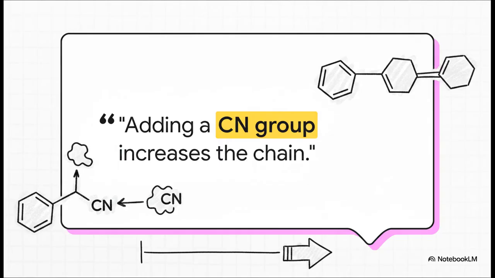And I just love this. The source material gives us this fantastic little short trick to remember. In the original Bengali, it says "CN add kodale chain bade," which beautifully translates to adding a CN group increases the chain. How great is that? It's a super simple, memorable rule that directly connects those nitrile methods to the idea of making the carbon chain longer. That is a pro tip right there.